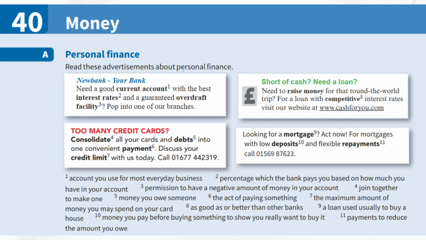Finally, there is an advert for a mortgage, which is a loan used usually to buy a house, with low deposits, which is money you pay before buying something to show you really want to buy it, and flexible repayments, which are payments to reduce the amount you owe.